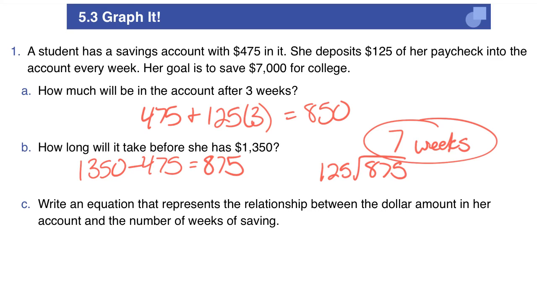In C, you're going to write an equation that represents the relationship. So we're putting in $125 every week. So I'm going to use W for weeks, plus that 475 she started with. And that will tell us how much is in her savings, or S.